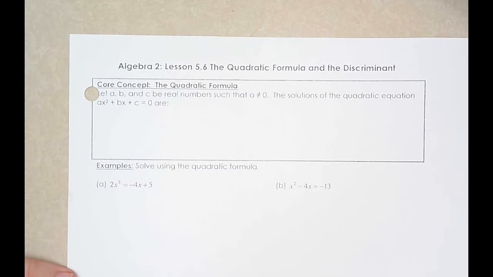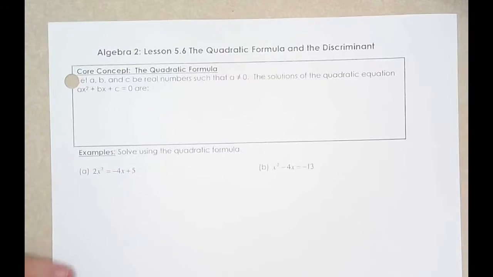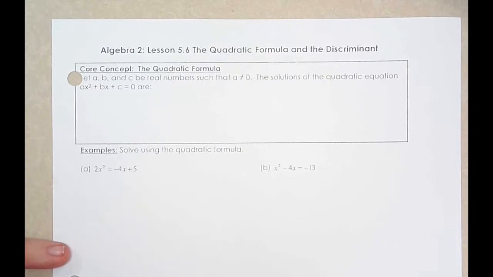Hey Algebra 2, if you missed the notes for the 5.6 lesson, it is about the quadratic formula and the discriminant. Unfortunately, you are not going to get the benefit of seeing the Pop Goes the Weasel song version of this. However, I did link it on my website, so take a look at that.